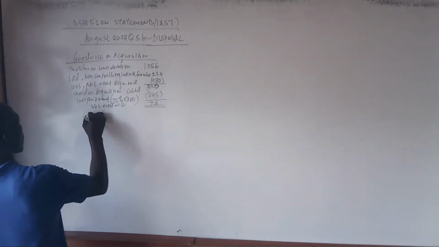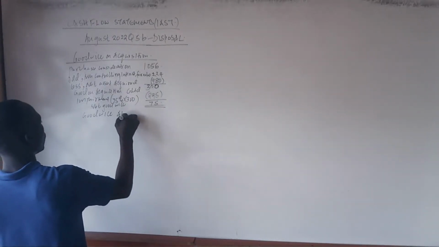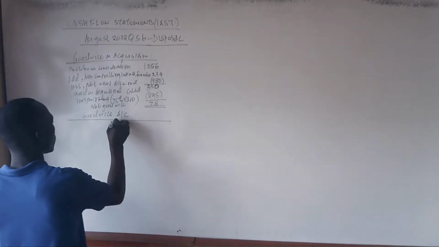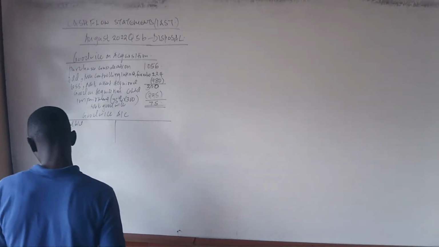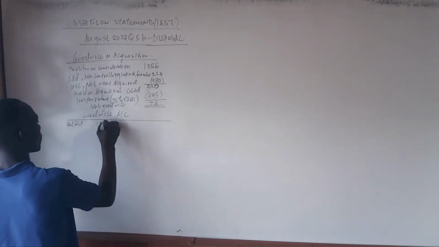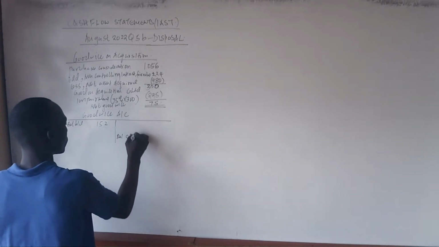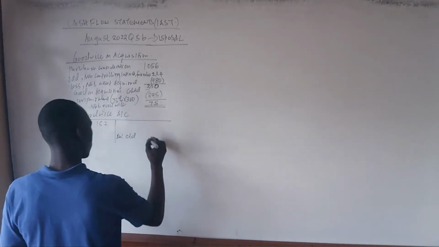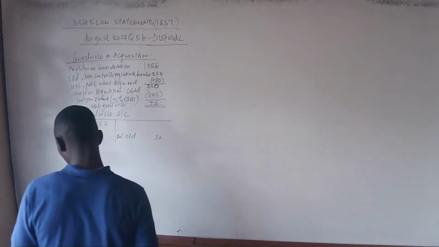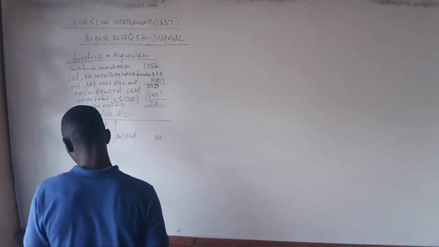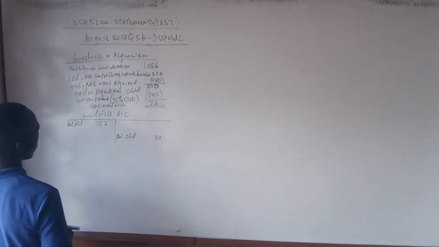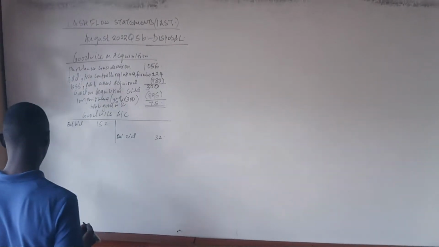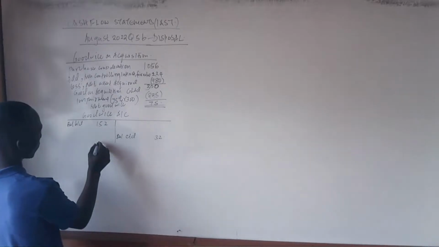So let us have the goodwill account. We open the goodwill account. Here, this is an asset. Give me the balance brought down from our comparative. How much can you see from our comparative? 152. So give me the balance carried down. How much? 32. Then other than this, they are talking about impairment, yes, we are going to look at that.